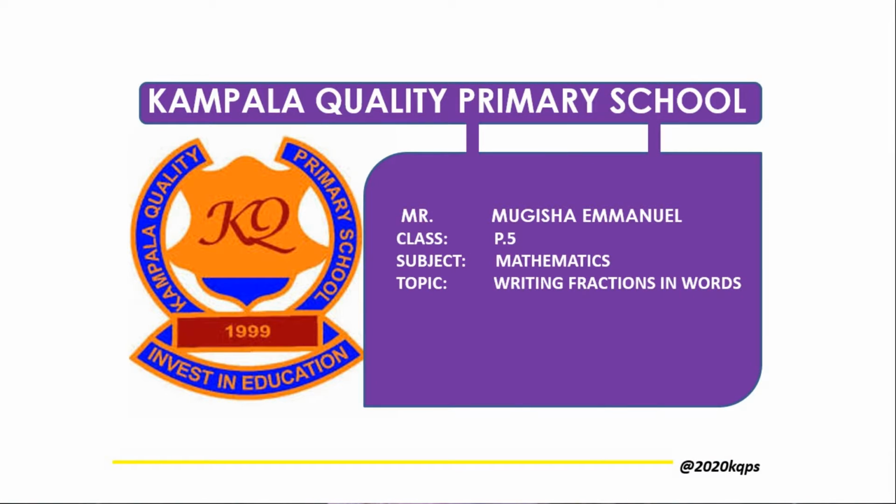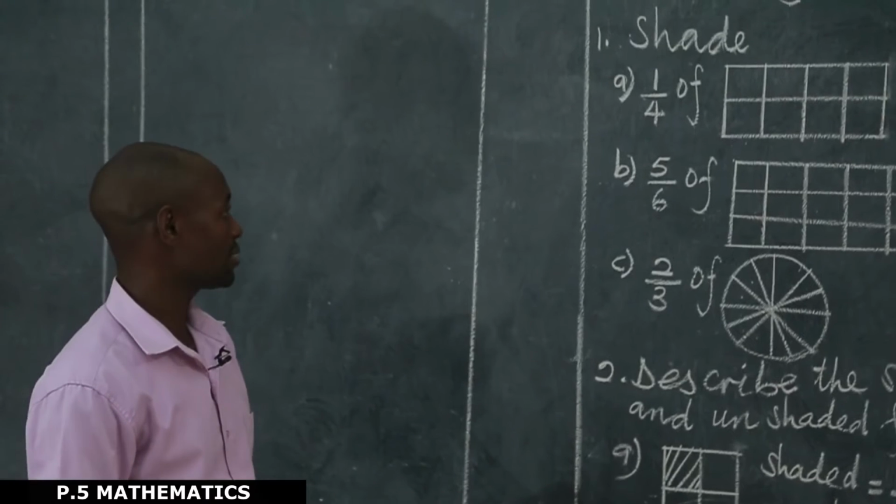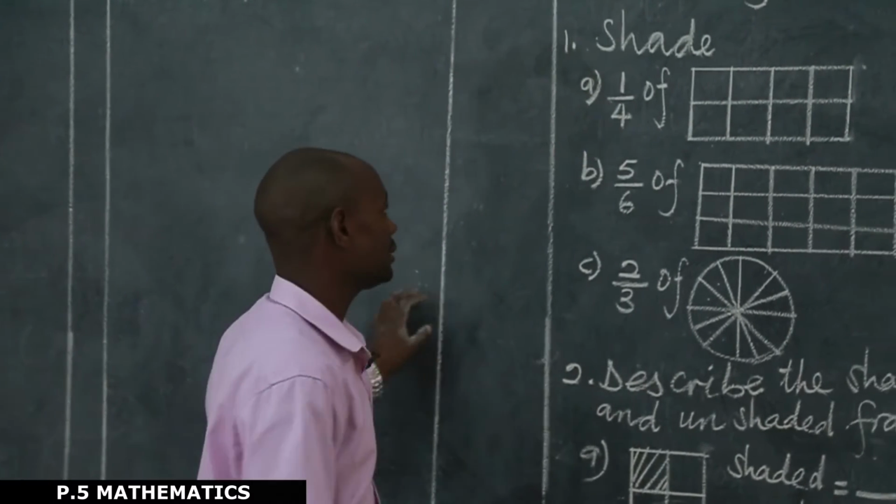In our previous lesson, I taught you how to shade and describe unshaded parts. At the end of the lesson, I gave you an activity of 4 numbers, which I expected you did so well. So before I take you through today's lesson, allow me first to go through the activity which I gave you. Number 1, you are supposed to shade a quarter.